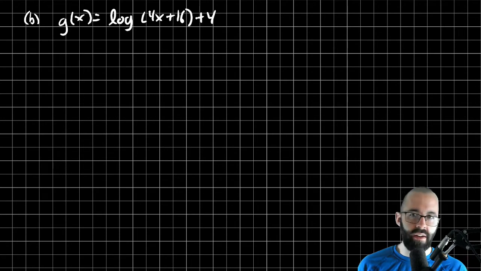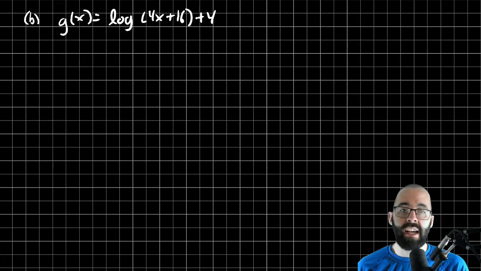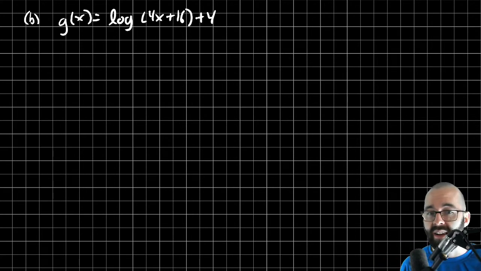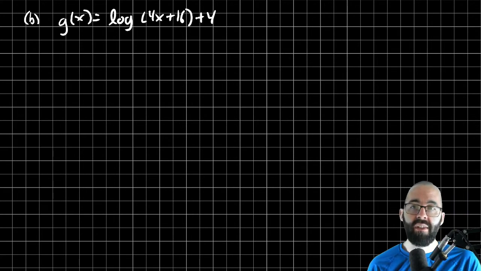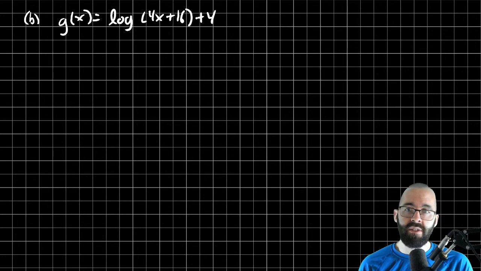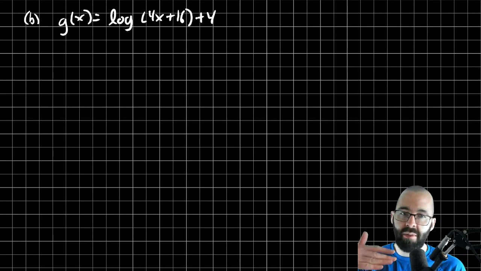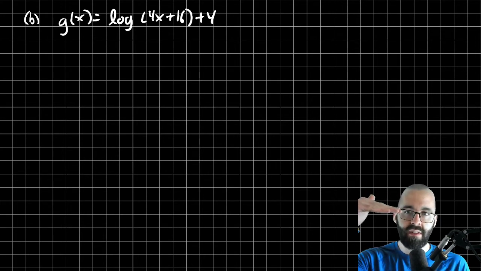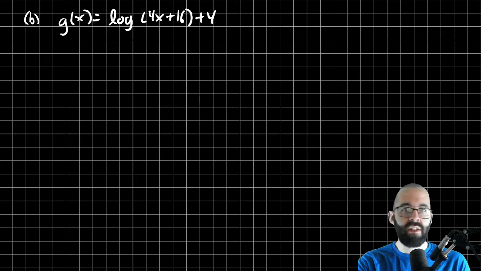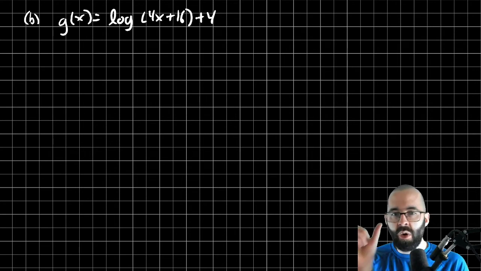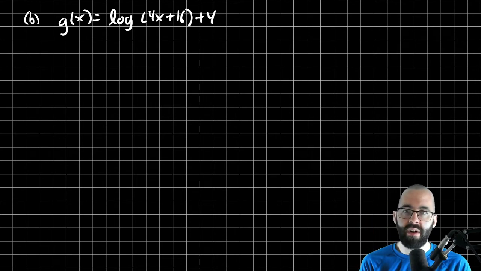So there's a lot going on here. It's the common log. That's log base 10. It's going to be really flat. It's going to take forever to grow. There's a bunch of function transformations. This whole thing got moved up 4 units, shifted to the left 16 units, and then horizontally compressed by 4.